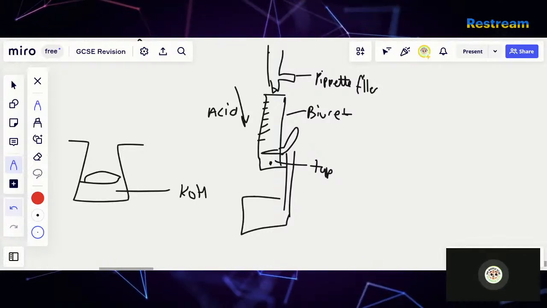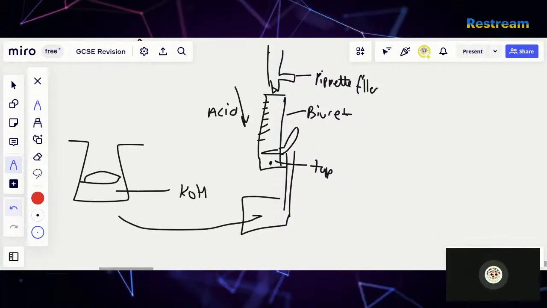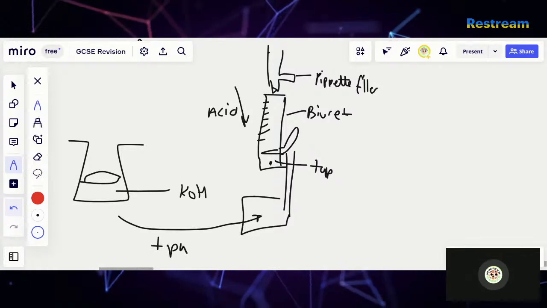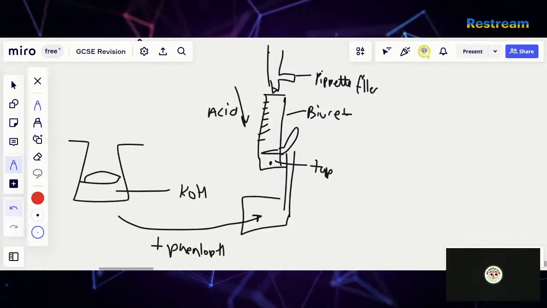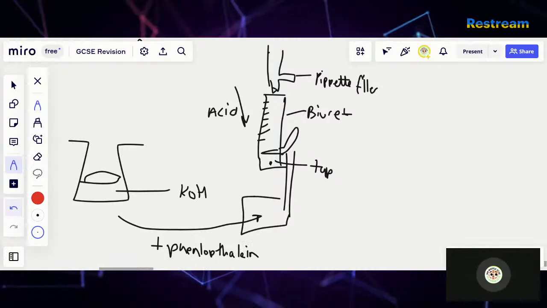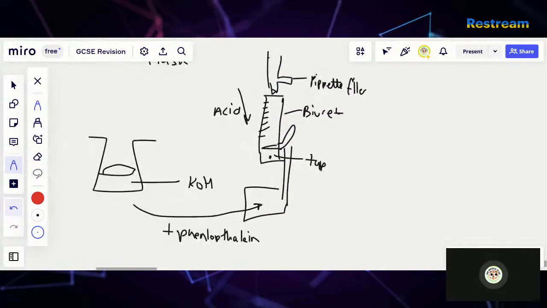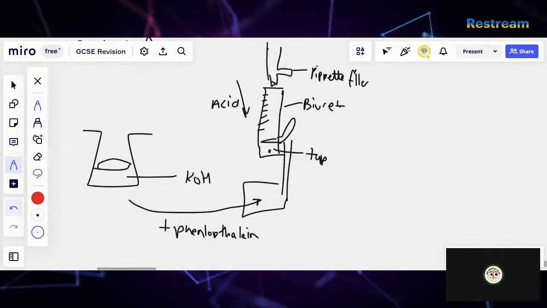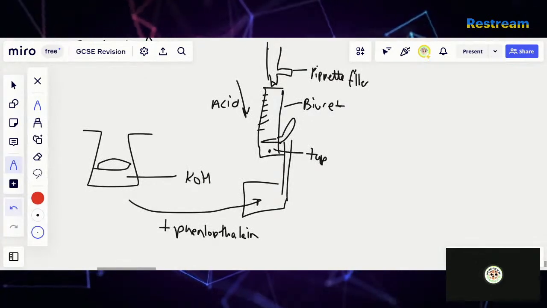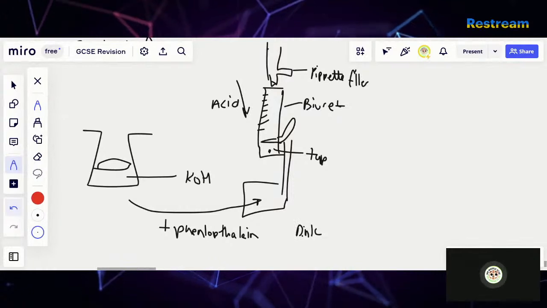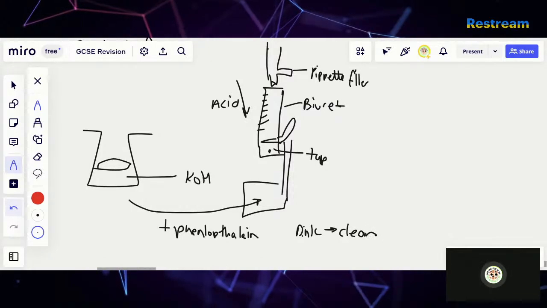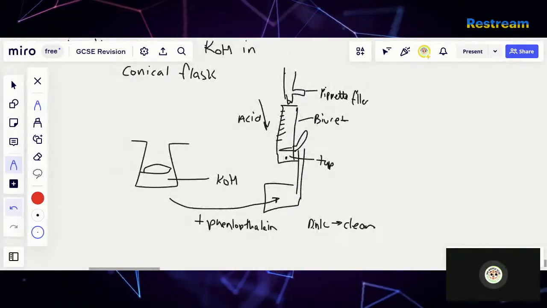So you put the acid through the burette, you then put the conical flask underneath, and you slowly open the tap, and also add the indicator phenolphthalein. This turns the solution pink, and then when there's enough acid, a neutralization reaction will occur, and therefore it will turn from pink back to clear as just enough acid comes. So that's the titration required practical.